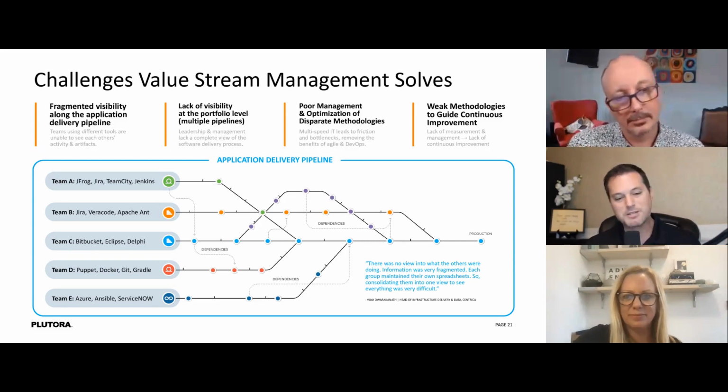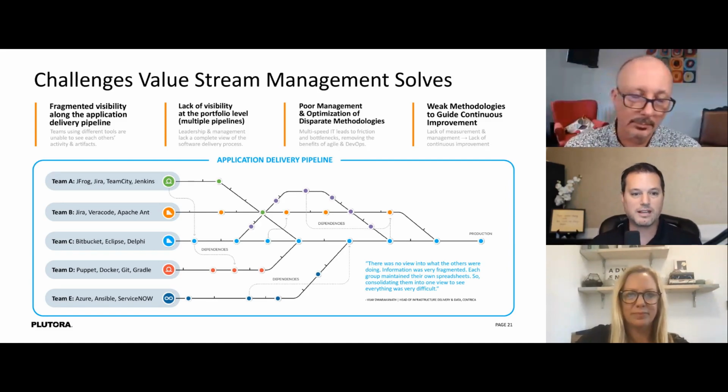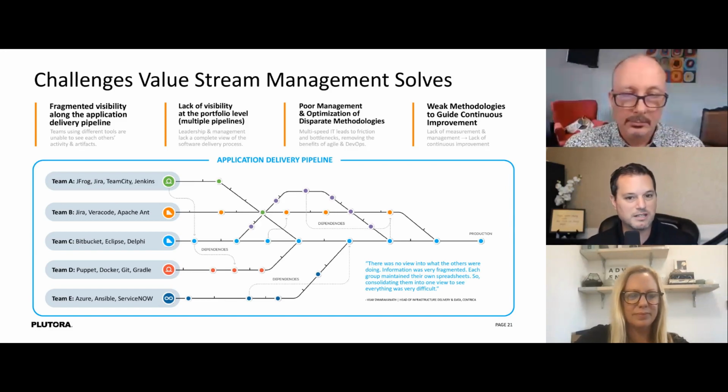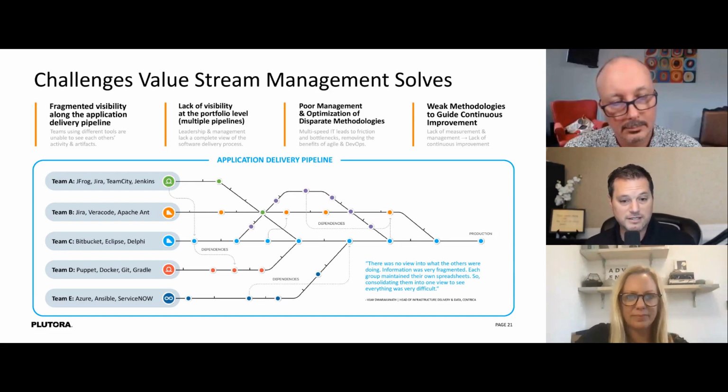Well, value stream management is all about visibility into the software factory, whether it's an individual pipeline and gaining visibility from start to end across the portfolio, and looking at the dependencies, management and the standardization of management across different methodologies and practices, and really implementing this system of continuous improvement. The key here is this system of continuous improvement.